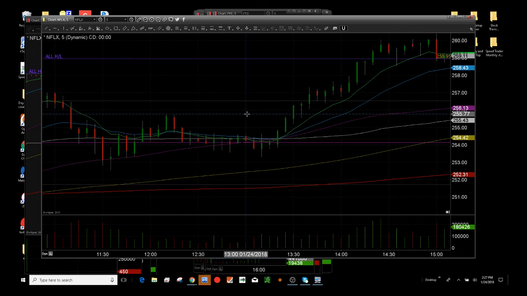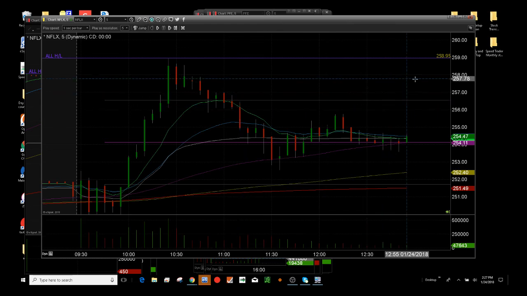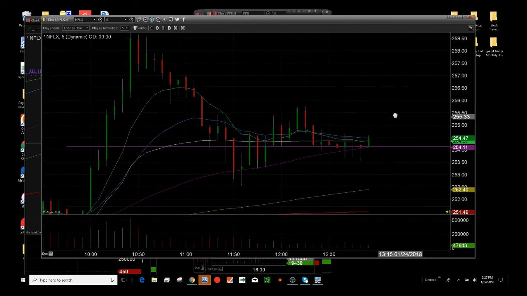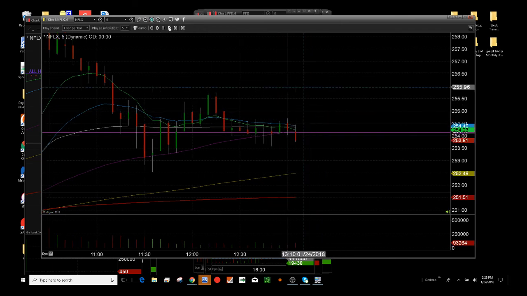So if you're in this spot here, this is not really a great time to trade because you don't know if it's going long or short. It looks like it's going short now, because it's all below here, but it's tough to take this short right into support.